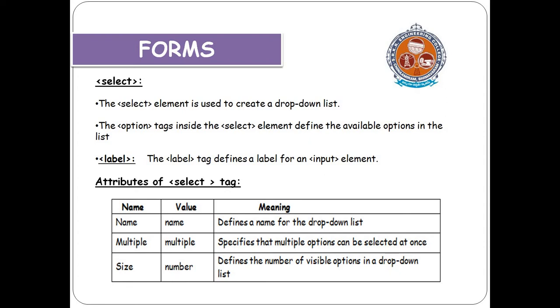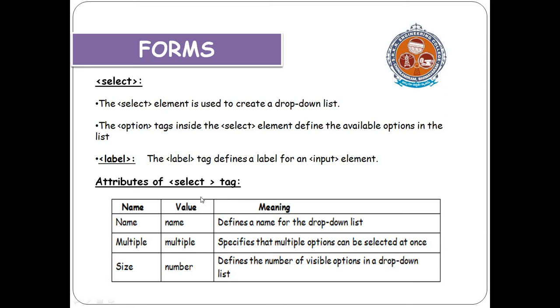In that, option tag is there. Option tag is inside the select element to avail the options. That means once you have created the select tag, then you have to give the options. That means 1 year of experience, 2 years of experience, those options will be defined in our option tag. Then label. The label tag defines the label for an input element. That means you have to define the labels, so for that purpose you have to use the label tag.